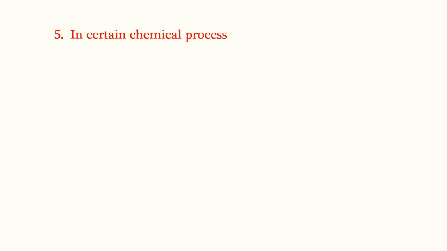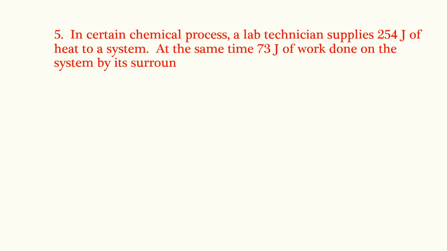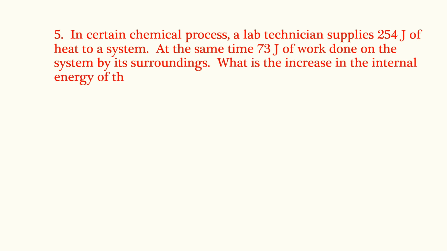In a certain chemical process, a lab technician supplies 254 joules of heat to a system. At the same time, 73 joules of work is done on the system by its surroundings. What is the increase in the internal energy of the system? So in this question, they gave 254 joules of heat and 73 joules of work done on the system, and you have to calculate the increase in internal energy of the system.